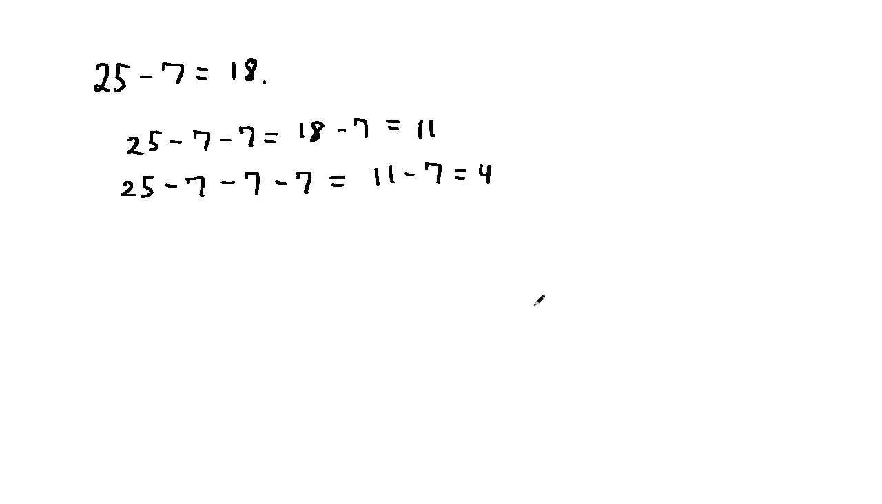The number of times that we subtracted 7 is q. So q is 3. The remaining number is r, so r is 4.